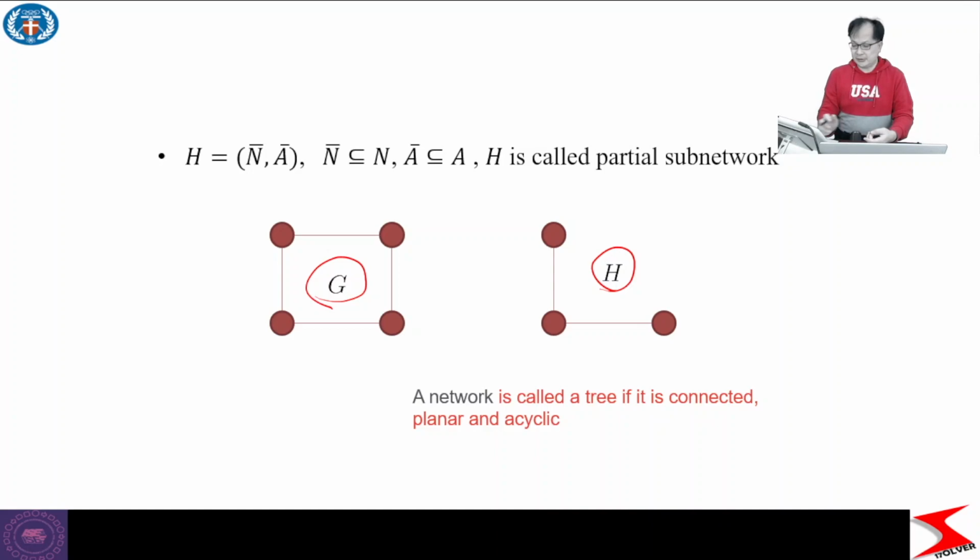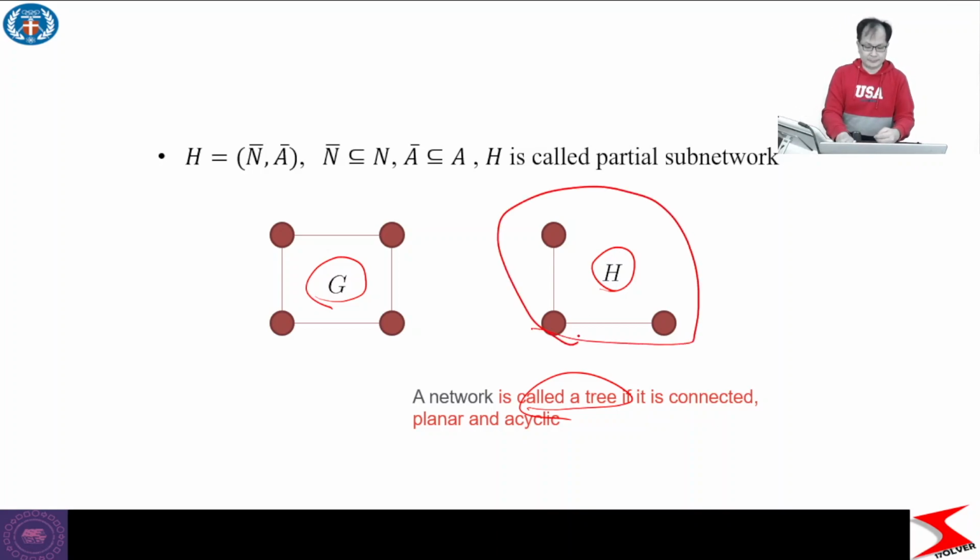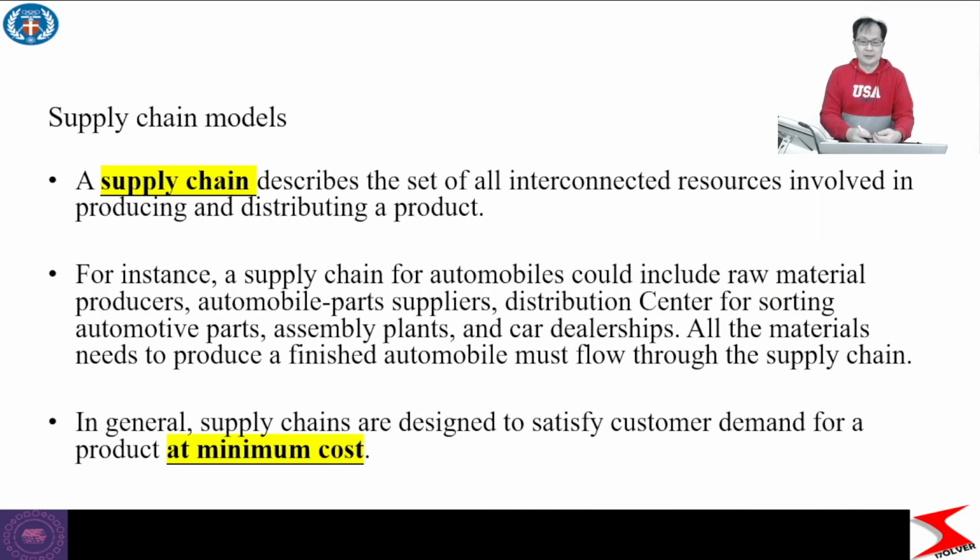And for the tree, what is the tree? A tree is a graph in which all the nodes are connected by arcs without any cycle. Okay, so H basically is a kind of tree. All of these networks can normally be applied in a lot of domains, especially supply chain models.